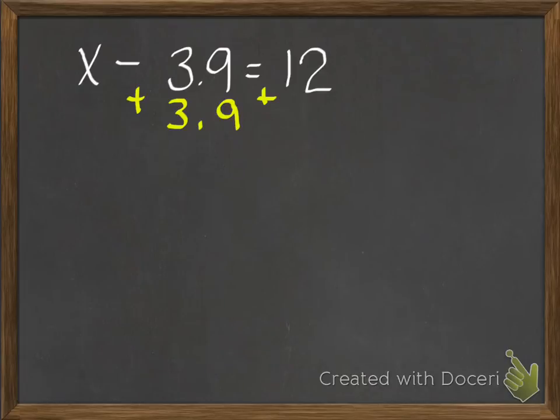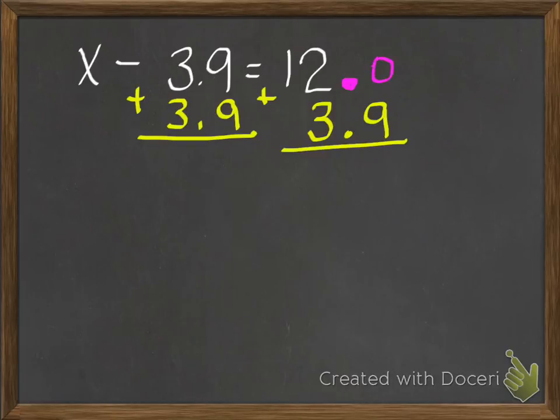This is the part where it's tricky. I want you to see what I'm putting in pink. I put a decimal point there in pink because I need to make sure when I add 3.9 to the 12 that I line my decimals up correctly. Please, please, please don't forget to do that. So adding in pink would be like saying 12.0. So I'm going to cross out the minus 3.9 plus 3.9.